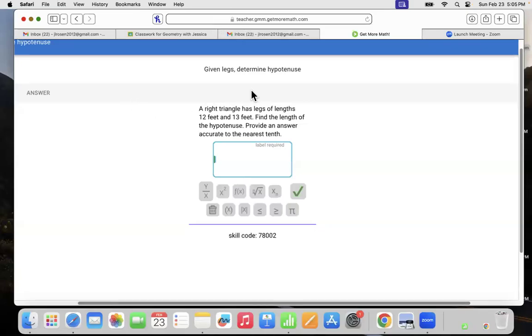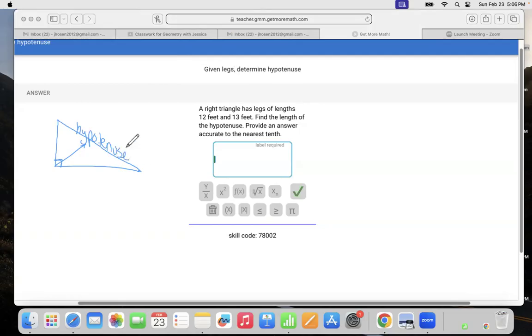So this is talking about determining the hypotenuse. What you need to know about a hypotenuse is you only ever have a hypotenuse when you're dealing with a right triangle. So everything we deal with here is going to be based on a right triangle situation. And the hypotenuse is always going to be directly across from the 90-degree angle, which is always going to be your longest leg.